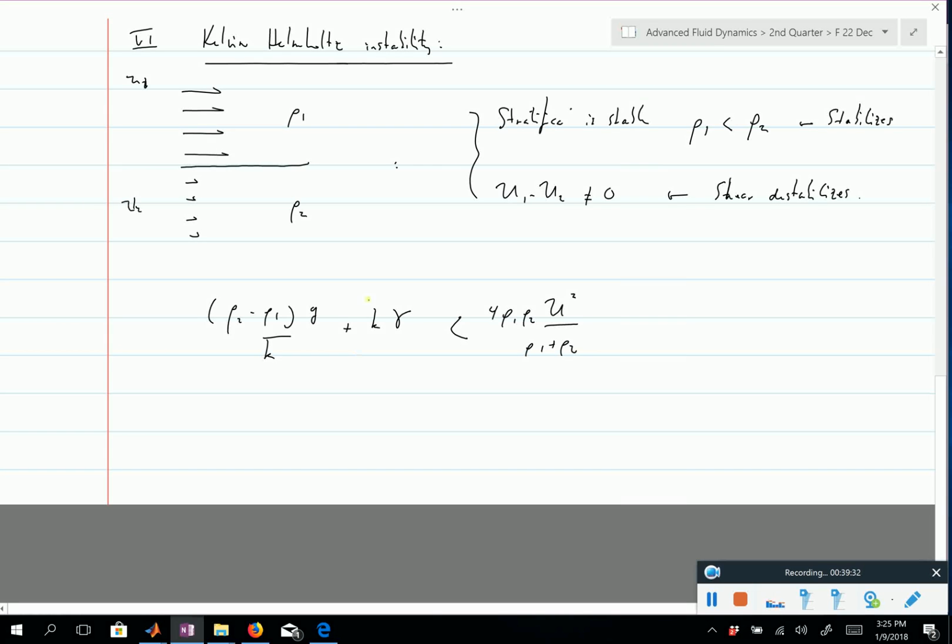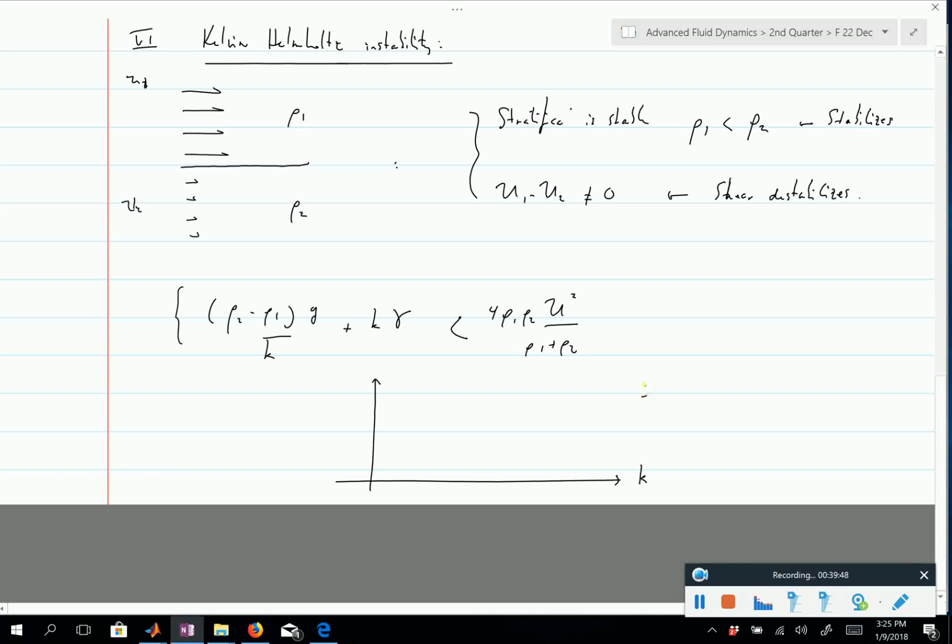So let me just plug this number here. Let's plot this as a function of the wavelength. Right, so here I have K, and I'm going to plot the function f equal to (rho 2 minus rho 1) G over K, which is a function of the wave number, plus K gamma. So note here that the number rho 2 minus rho 1 is a positive number. Okay, so that term looks like a 1 over K, a 1 over X. So when k is small, I have something like a hyperbola. This here is because of the 1 over k. This is when k is small.